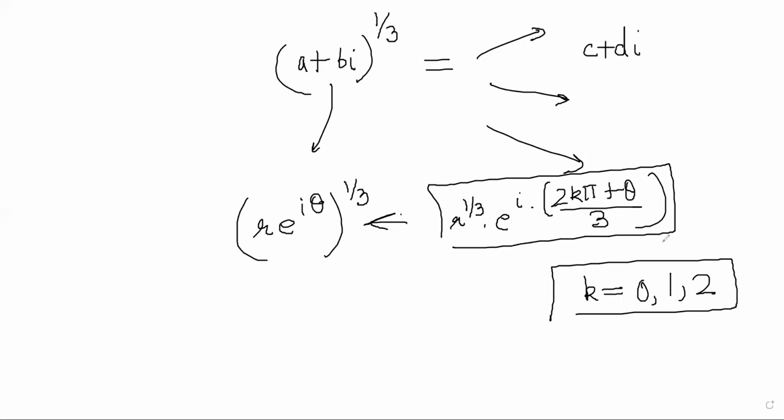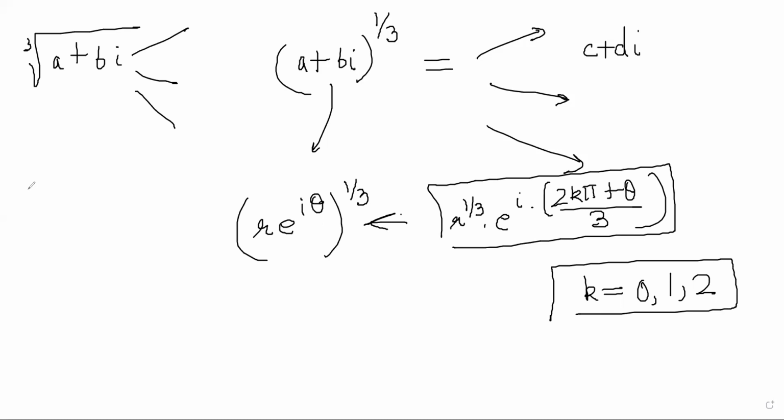If k is 0, it becomes i theta by 3. If k is 1, it is 2 pi by 3 plus theta by 3. And if k is 2, it is 4 pi by 3 plus theta by 3. So you cannot just take the cube root of a plus bi directly as one answer. You actually have three possible roots.